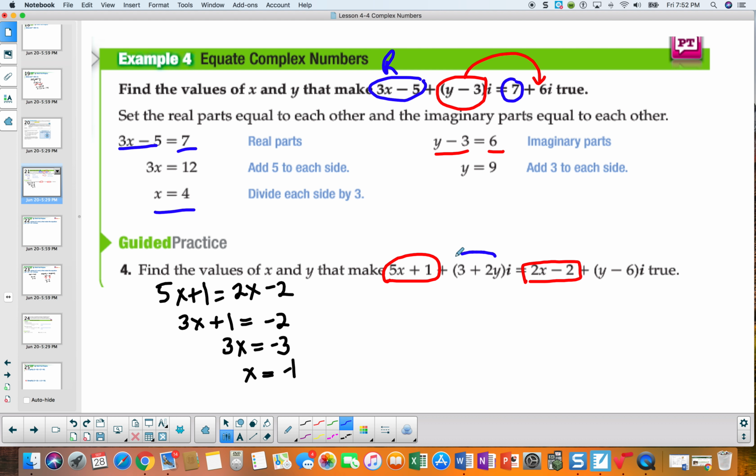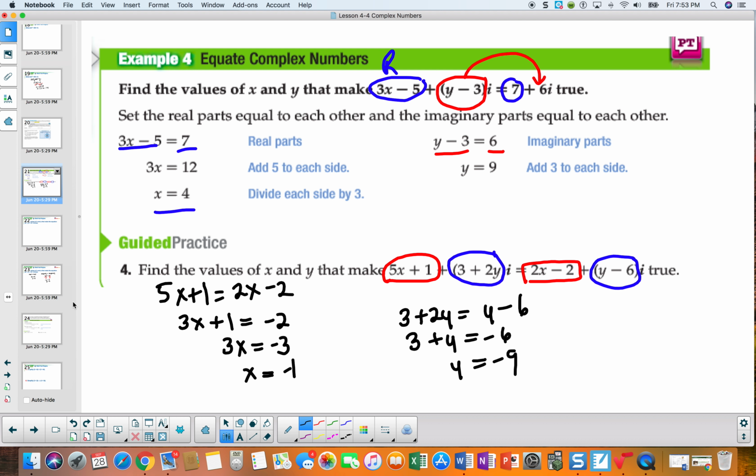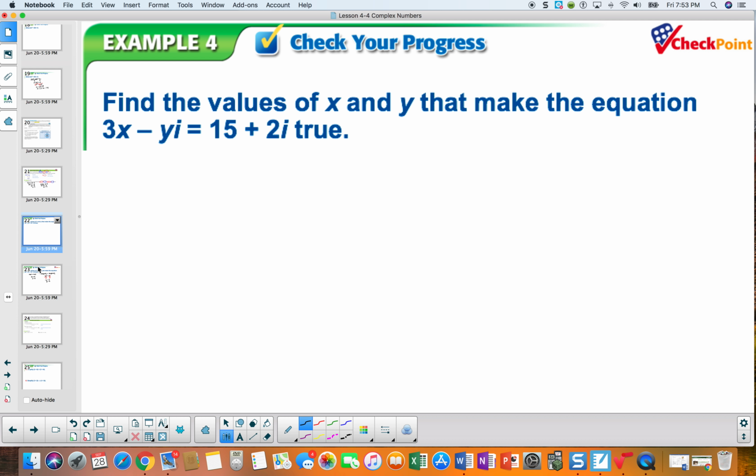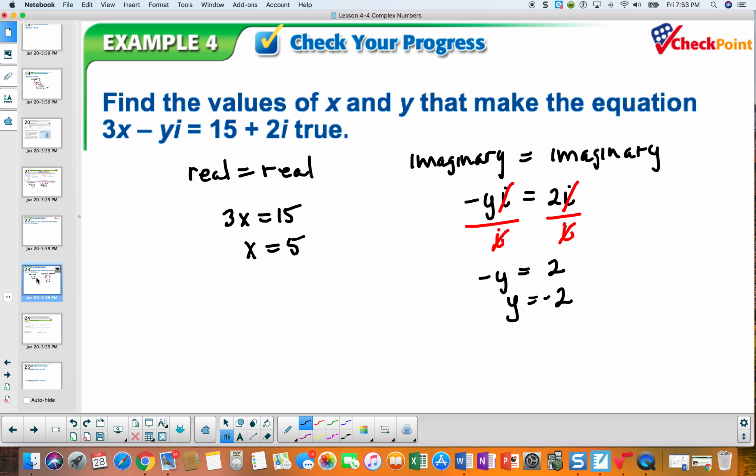Now I'm going to do the imaginary part, the expression in front of the i, set equal to the expression in front of the i. So this is going to be 3 plus 2y is equal to y minus 6. So this is going to be 3 plus y is equal to negative 6. So y is equal to negative 9. Okay, your turn. And here are the answers. Real to real, imaginary to imaginary. Now I know I put the i's in there. I really could have just done the negative y to 2 and skipped this step altogether.